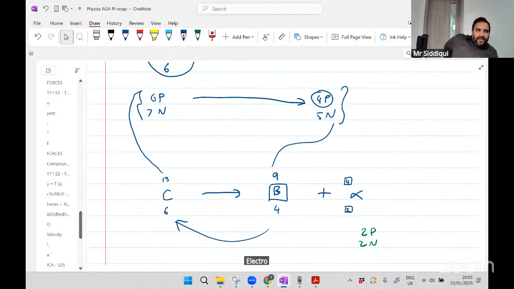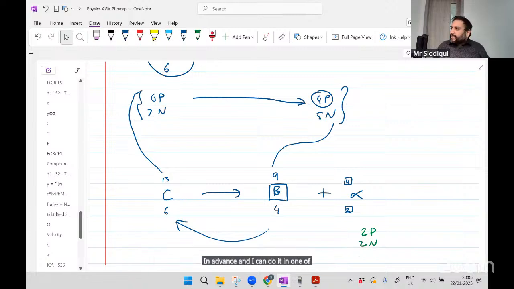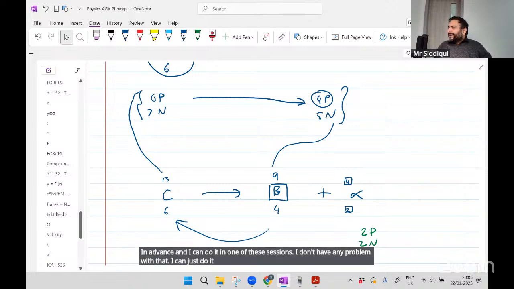Electrolysis. I don't think we specifically do electrolysis until year 11 in terms of our normal classes. However, what you can do with these things is firstly, there's two ways. Obviously, there are videos that I have made on electrolysis, but if you just let us know in advance, then I can do it in one of these sessions. I don't have any problem with that. We can just do it. I won't do it today, but I can just do it.